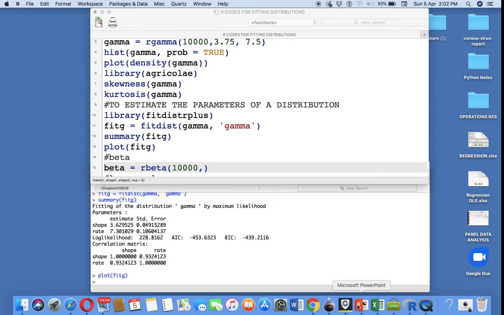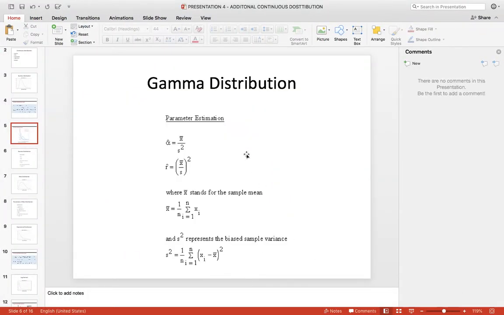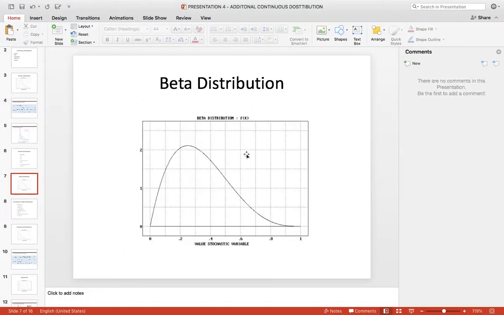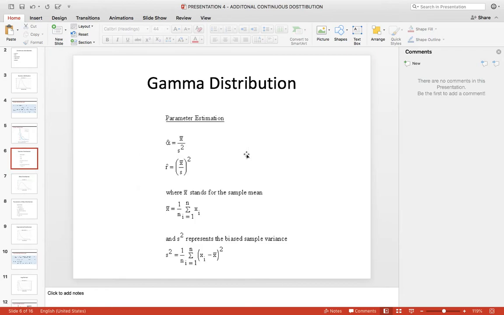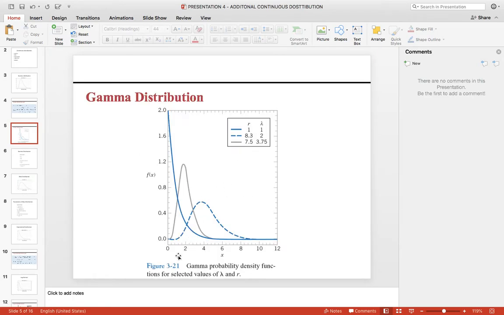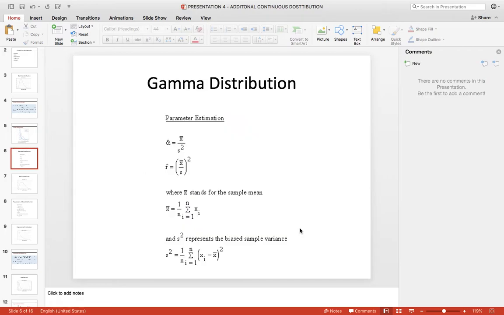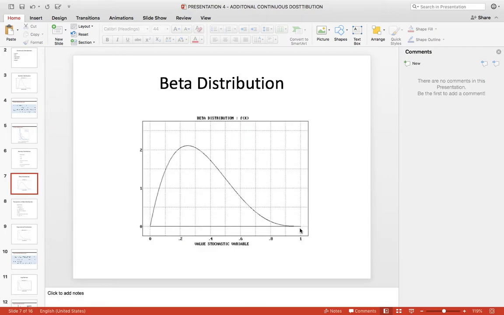Let me digress a little bit. So the gamma distribution is over. Now we move to the beta distribution. An important thing that you should remember about a gamma distribution is the range of its values. It ranges from 0 to infinity. So a gamma distribution can take any values from 0 to infinity. Unfortunately, it will not take negative values. So if there are negative values in your data, the gamma distribution is not the most appropriate distribution to fit.